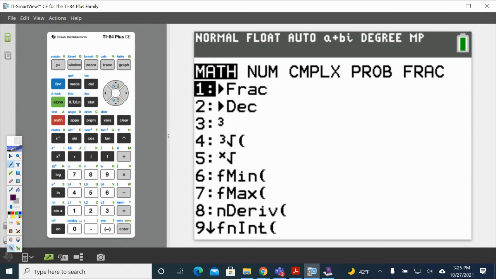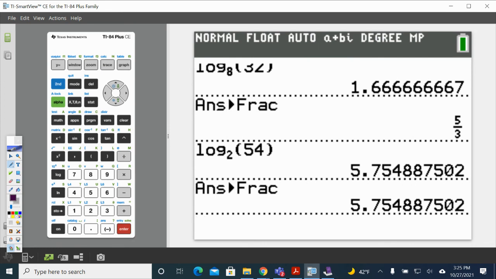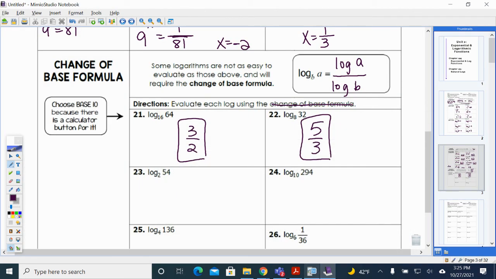Number 23, log base 2 of 54, alpha window, number 5, log base 2 of 54. I don't think this one's going to change back to a fraction. It's not. So we're going to round this to, let's keep 3 decimal places. So in this chapter, more is better. Let's keep 3. So I'm going to call this 5.755.